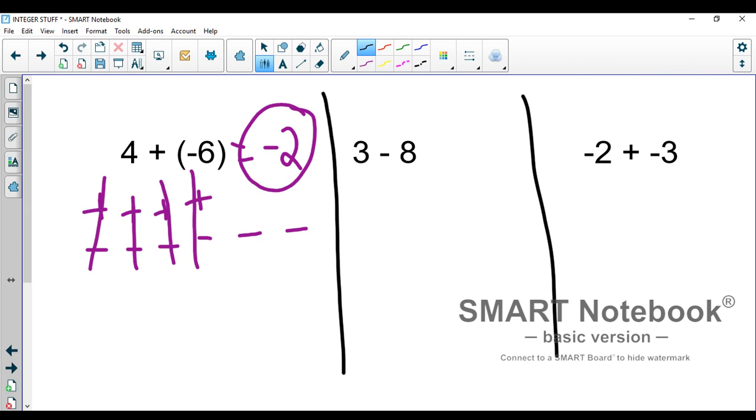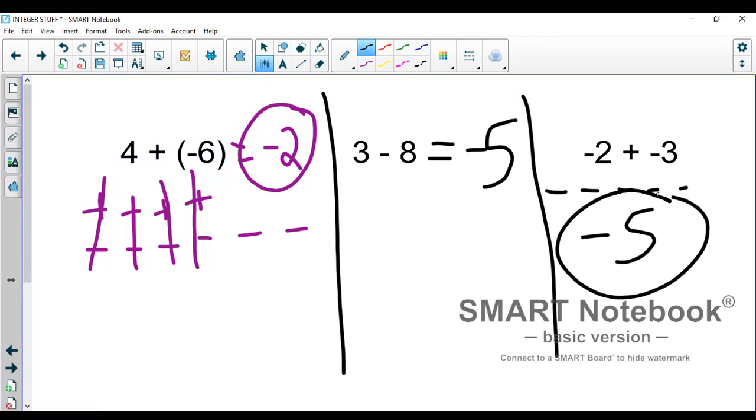So I'm just going to talk through this one instead of drawing the chips. Well, I know there's more negatives there because there's 8 negatives. Well, if there's 3 positives, that means 3 of those negatives will cancel out and we'll be left with 5 negatives. And the last one, 2 negative chips, 3 negative chips, 5 negative chips.